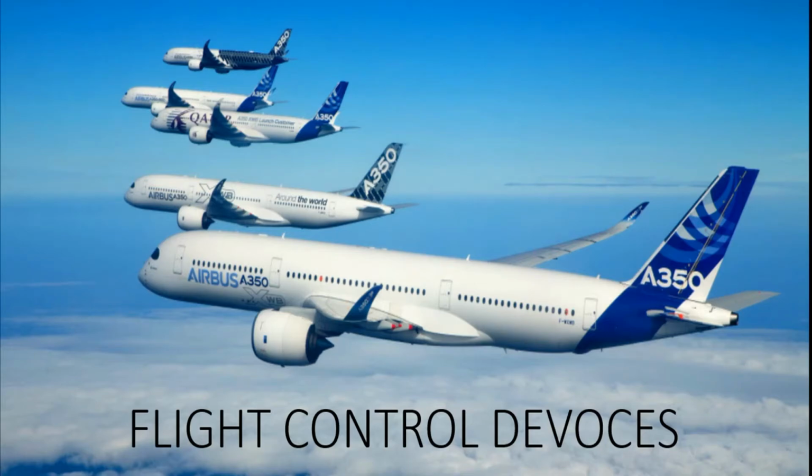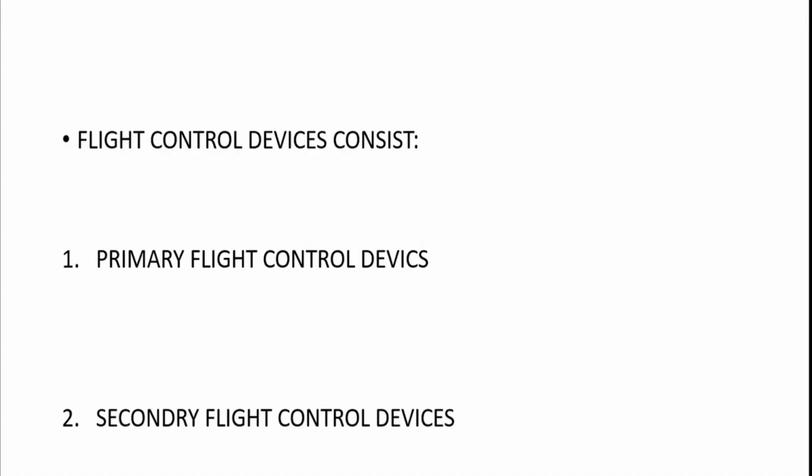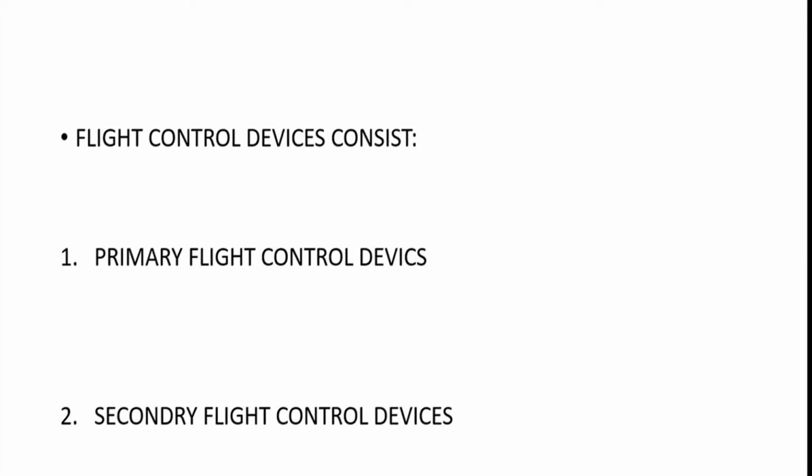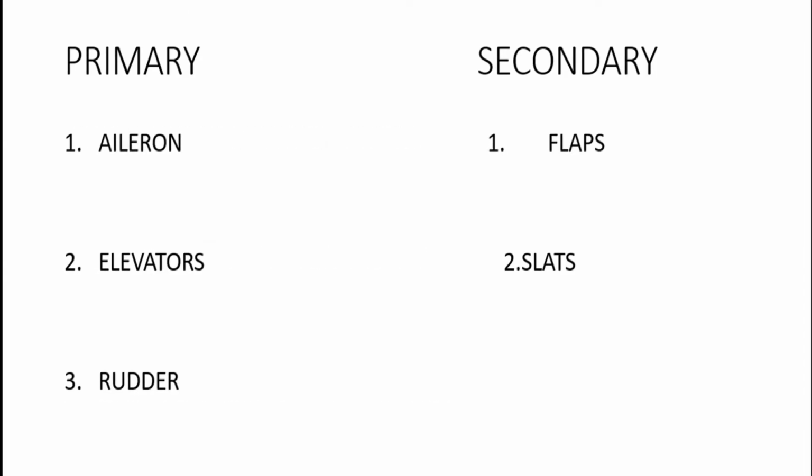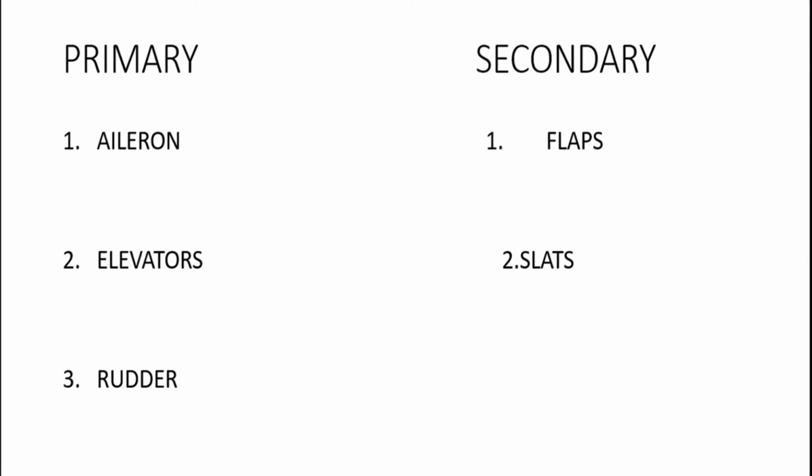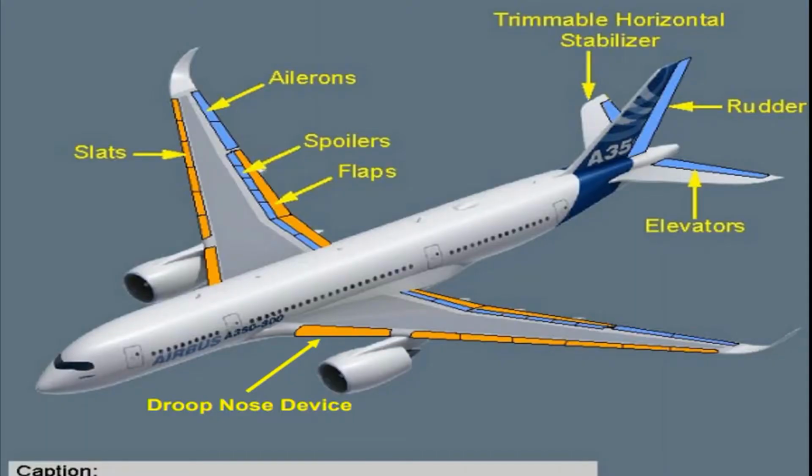We have two things in flight control device. Number one, primary flight control device, and also secondary flight control device. Primary flight control device consists of aileron, elevator, and rudder, while in secondary flight control device we have flaps and slats. So let's just go one by one and elaborate in details.